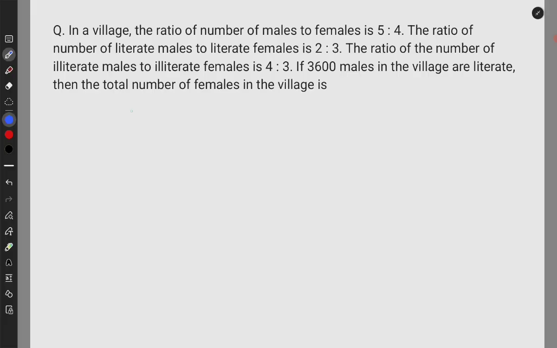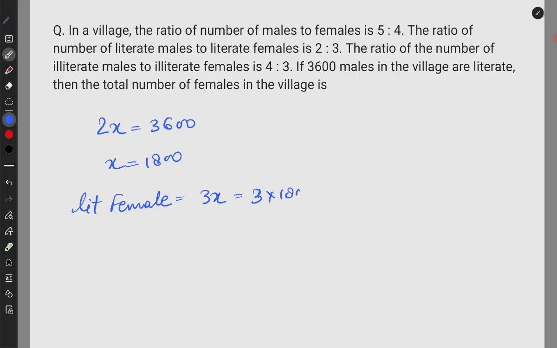Now, if there are 3600 males in the village who are literate, okay, literate male, let's take literate male as 2x, that is equal to 3600. Then x will be equal to 1800. Literate female will be equal to how much? 3x. 1800 into 3 will give us 5400.